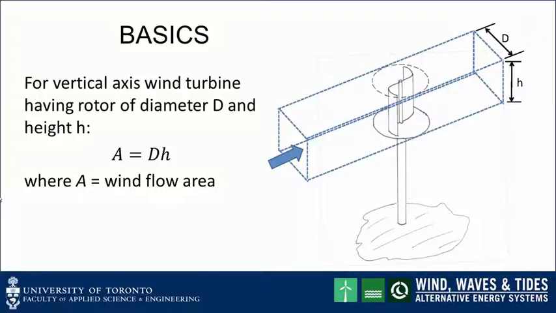So what you should not do, if you look from the top, is take pi d squared as the area, that's not correct because the flow isn't going that way. It's going across the wind turbine. So the proper flow area for a vertical axis wind turbine, whether a drag type or an aerodynamic lift type, is A equals d times h.